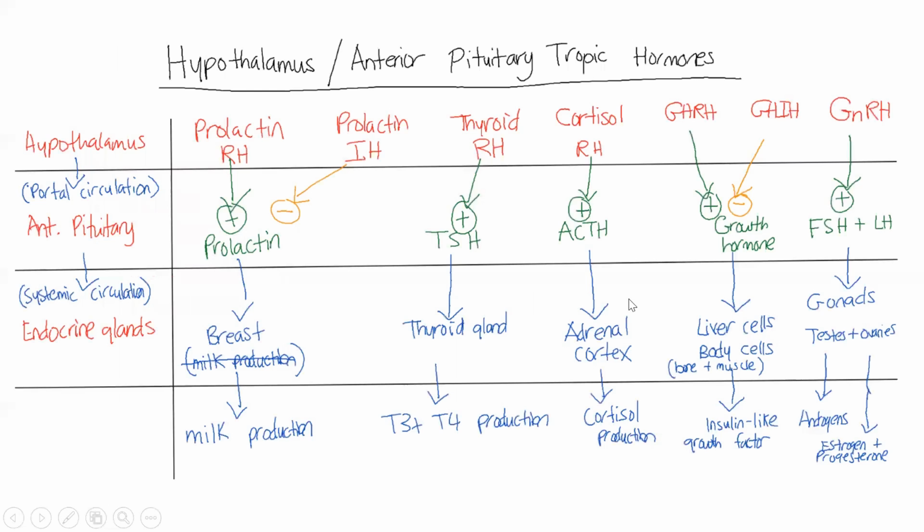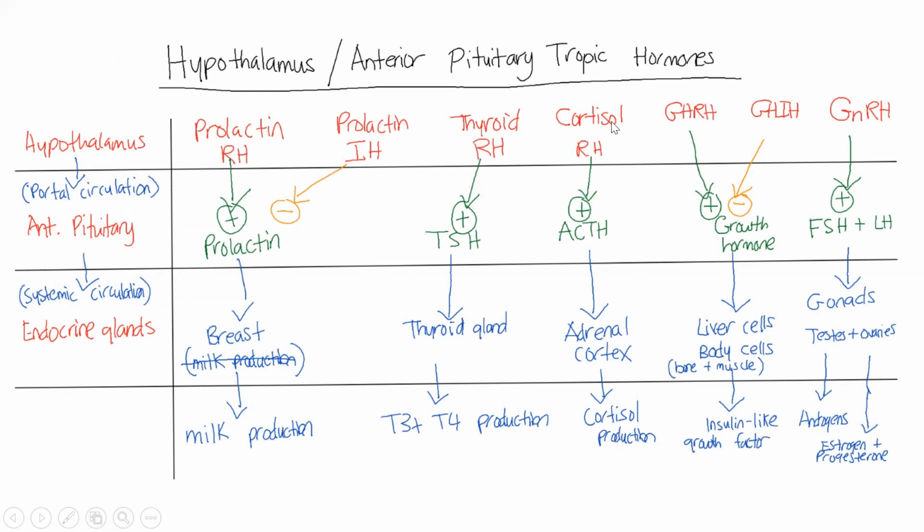So if we go back here to this example, if there's lots of T3, T4 in the blood, that is going to have a negative feedback onto the hypothalamus to decrease the TRH secretion. Same thing if I have a lot of cortisol. Cortisol is going to have a negative feedback onto CRH.